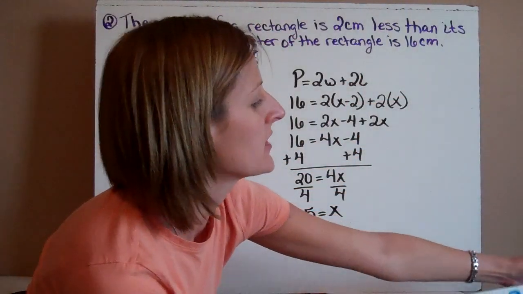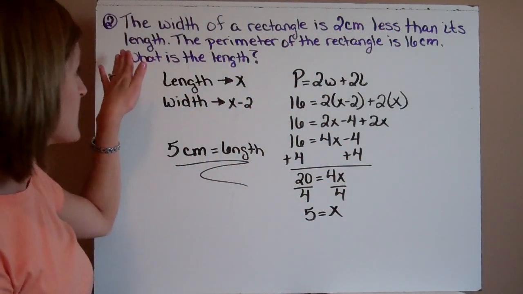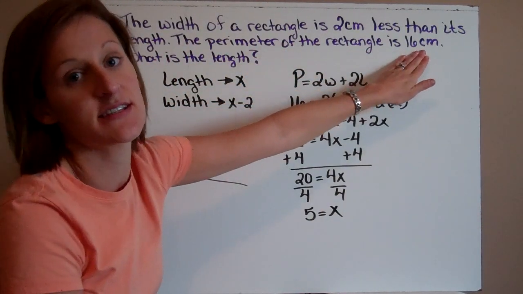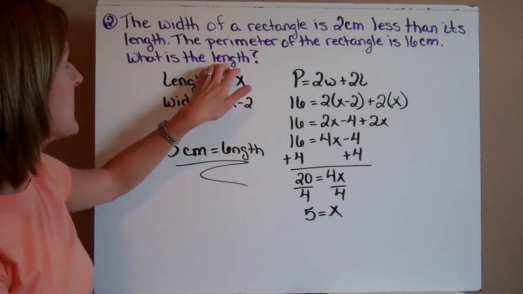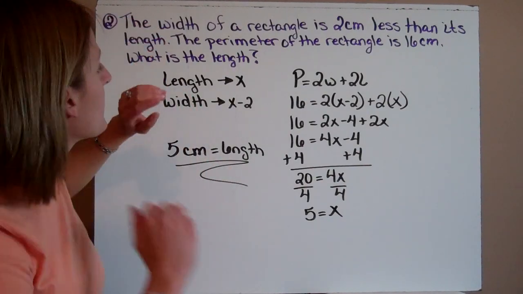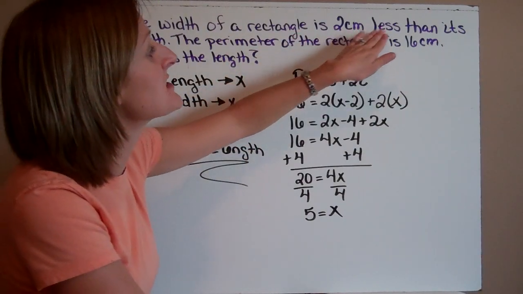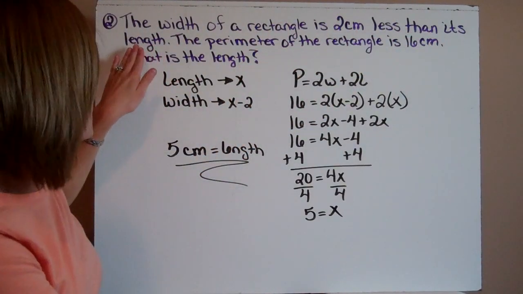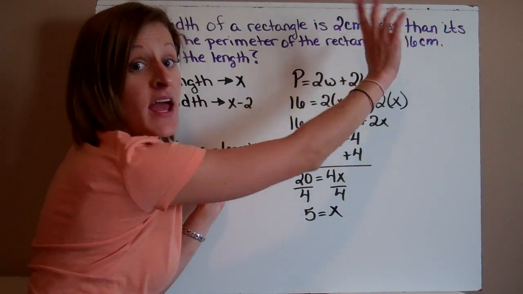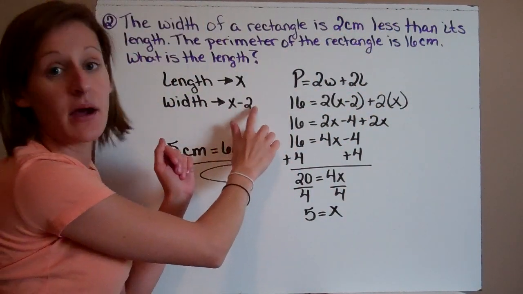Okay, the next one we're going to look at is the width of a rectangle is 2 centimeters less than its length. So this way it's switched compared to last time. The perimeter of the rectangle is 16 centimeters and it wants to know what is the length. Alright, since the width is being compared to the length, I'm going to have the length as x this time. The width, it said, was 2 centimeters less than its length. So I'm going to do the length minus 2. Remember, when I have less than, I switch this and the variable. So it's going to be x minus 2.